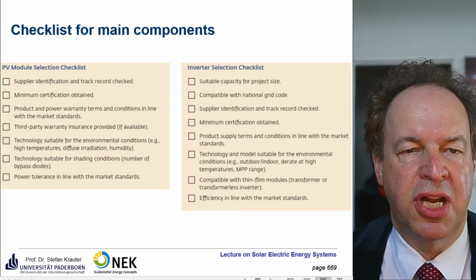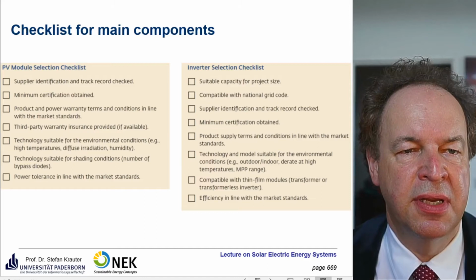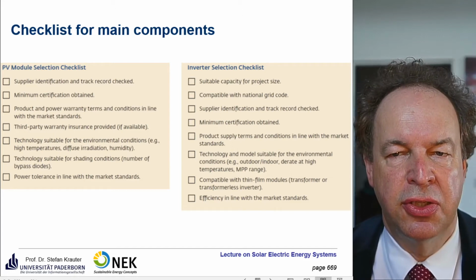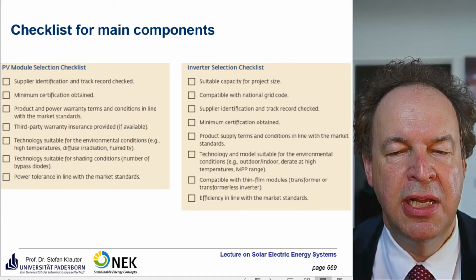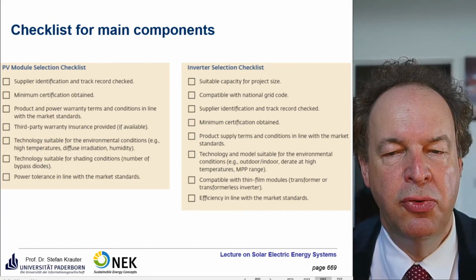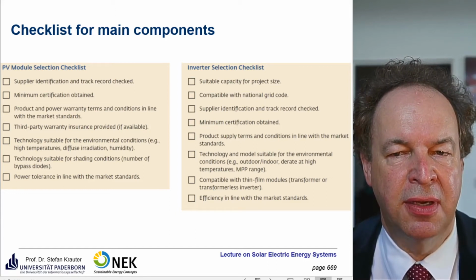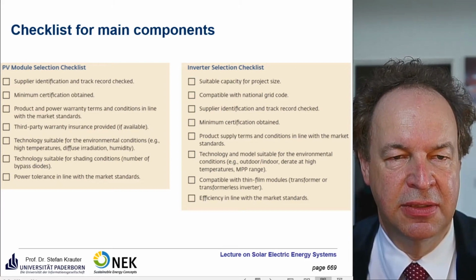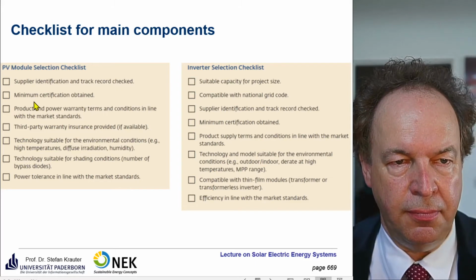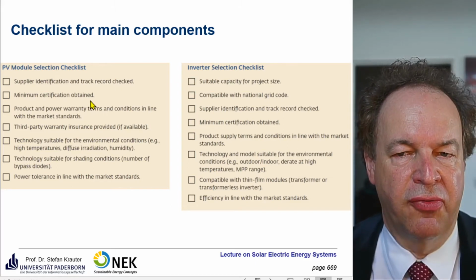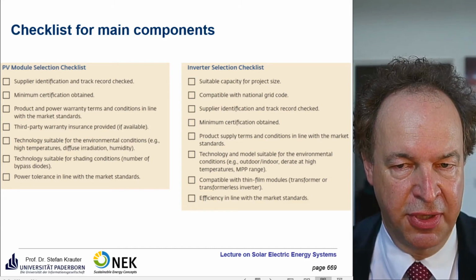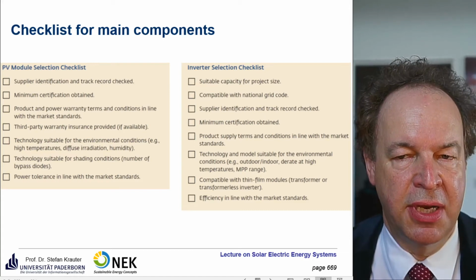Here is the checklist for the main components. For the module, you have to have the supplier identification and track record checked, so you make sure that the warranty really can be fulfilled. If you have a completely new company which exists only a couple of months, but you want a warranty for 25 years, that's a bit hard to secure. Then the certification, for example IEC 61215 or 61730 for the safety requirements, as I explained before.